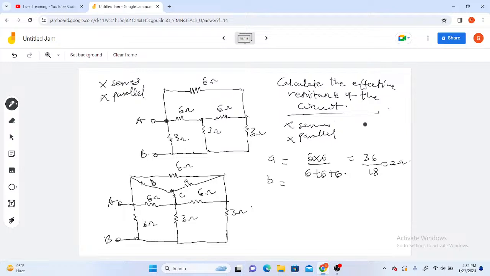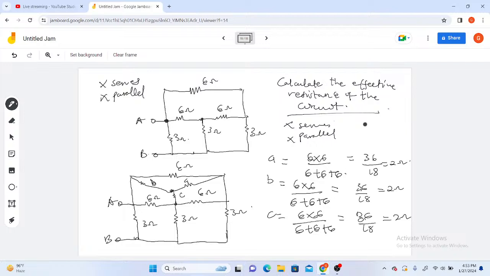I have B, that is this B, is between 6 and 6, so 6 by 6 over 6 plus 6 plus 6, and that is giving me 36 on 18, which is 2 ohm. C, 6 by 6 over 6 plus 6 plus 6, also 36 on 18, which is 2 ohms. At this point, we found the values of the resistors on the star transformation.